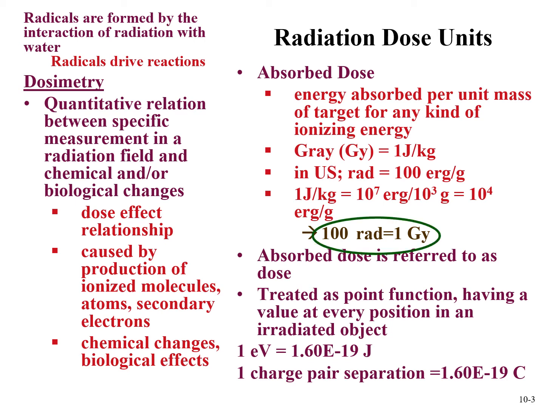The important thing to remember about these terms is the relationship between the SI unit and the US unit. In this case, a gray and a rad, the difference is 2 orders of magnitude. So 1 gray is 100 rad.